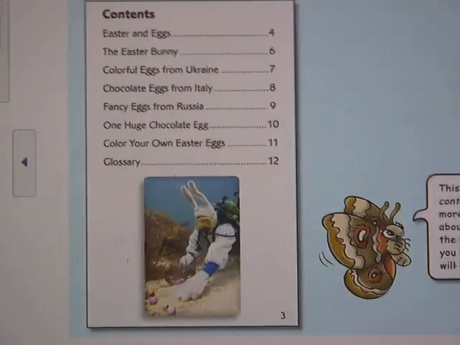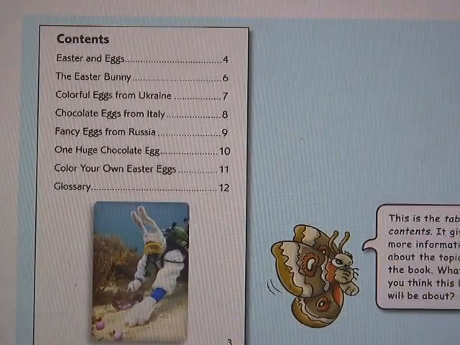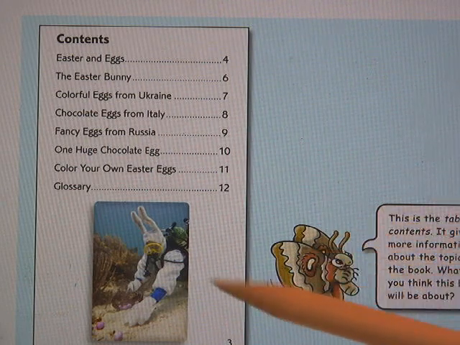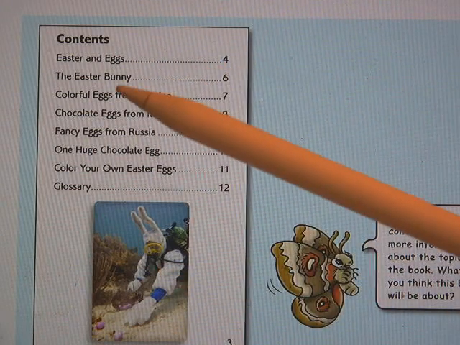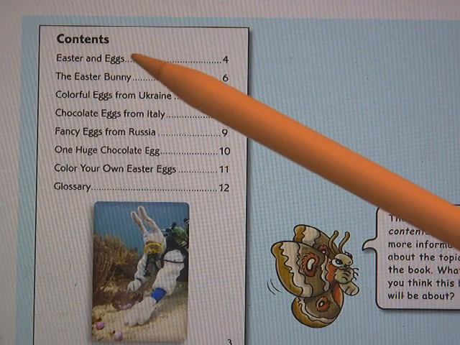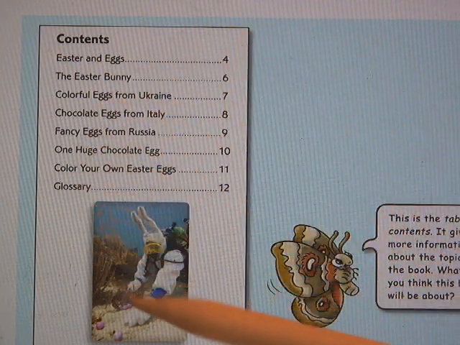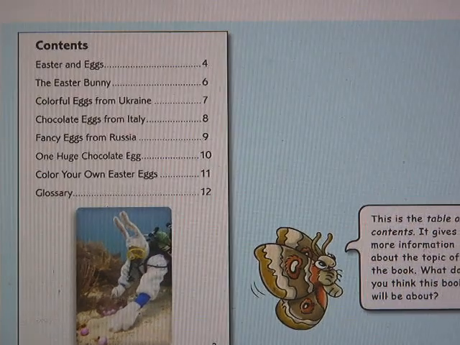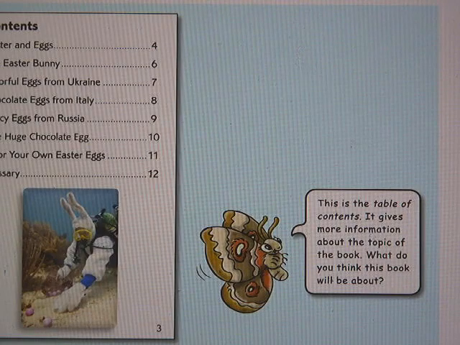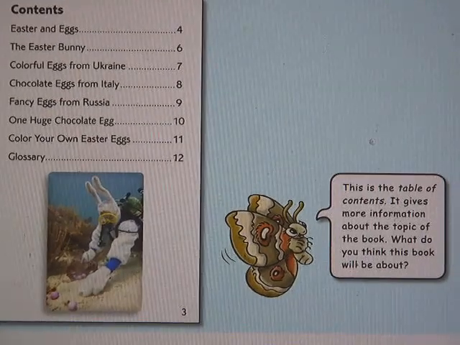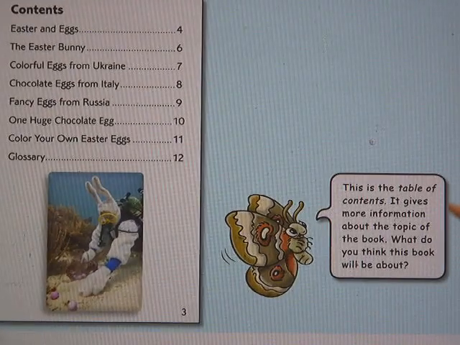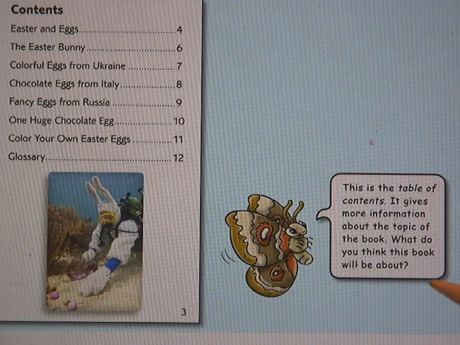And if we take a look here, we see that there is a photograph, and we see this here, and it says contents. What is this called? It says this is called the table. Oh, and now the caterpillar turned into a beautiful butterfly. Says this is the table of contents. It gives more information about the topic of the book. What do you think the book is going to be about?